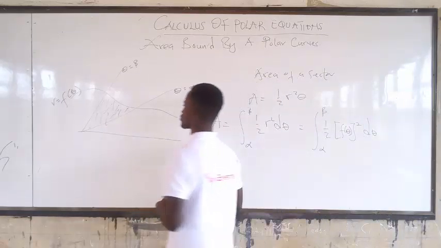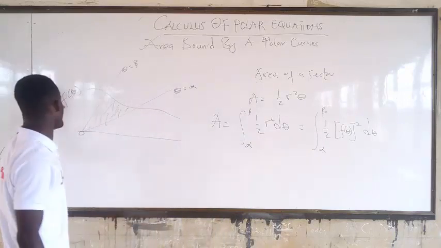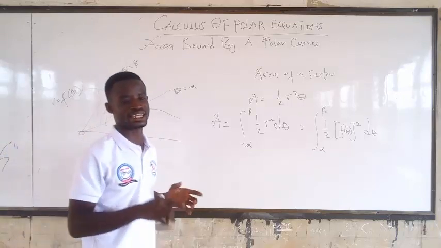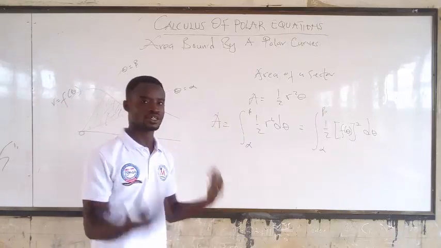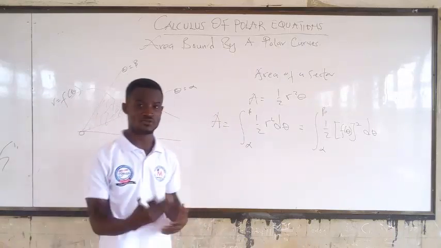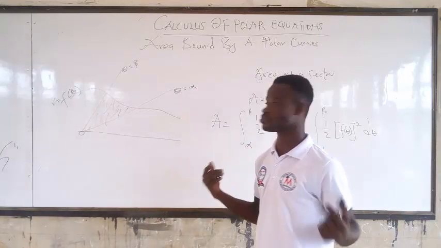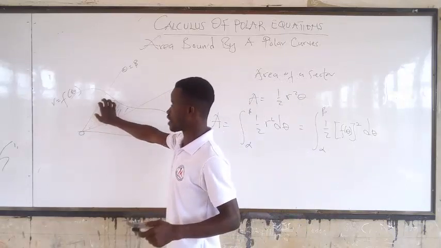Alright, so now, let's say that we have a function r is equal to f of theta. That means a function in terms of what? Theta, yes. The polar equations are all r, or a function of r, in terms of what? Theta. That's what we have here. Alright, so we are going to base on that. Then let's say that this is our shaded region.